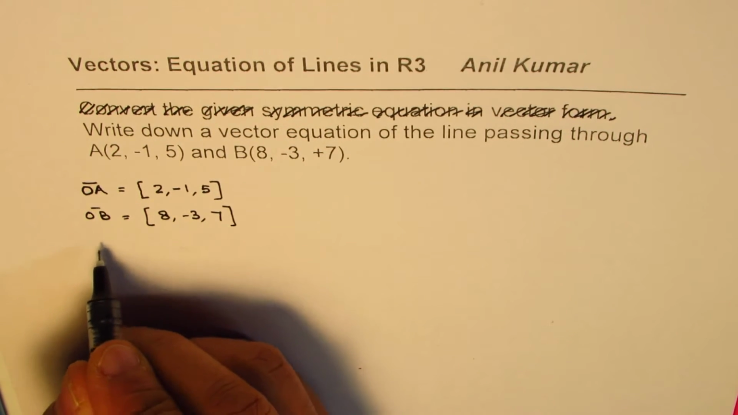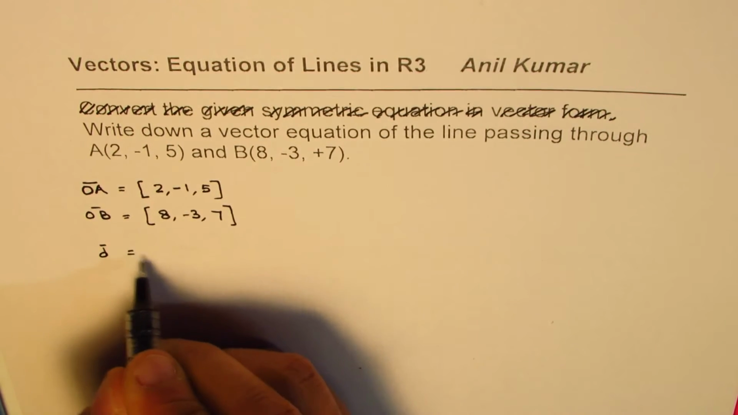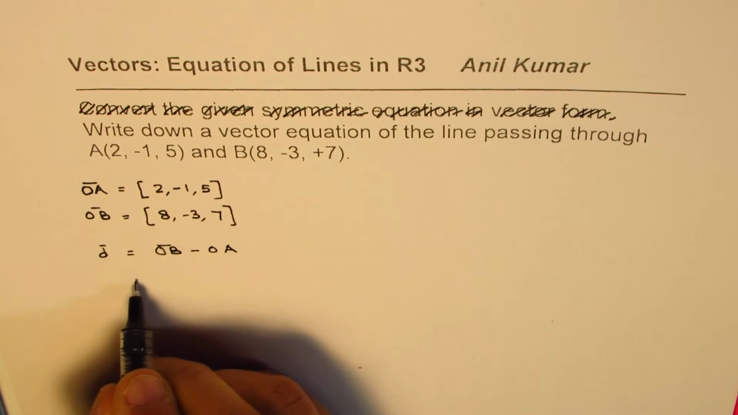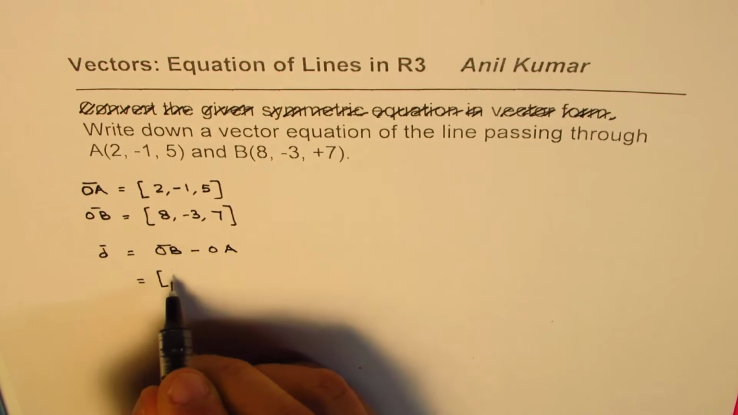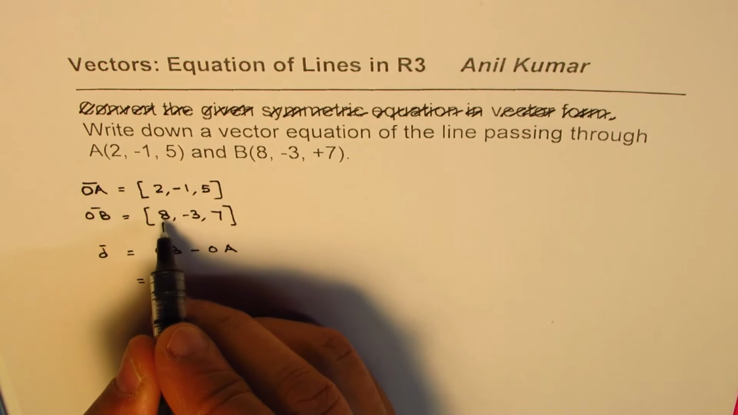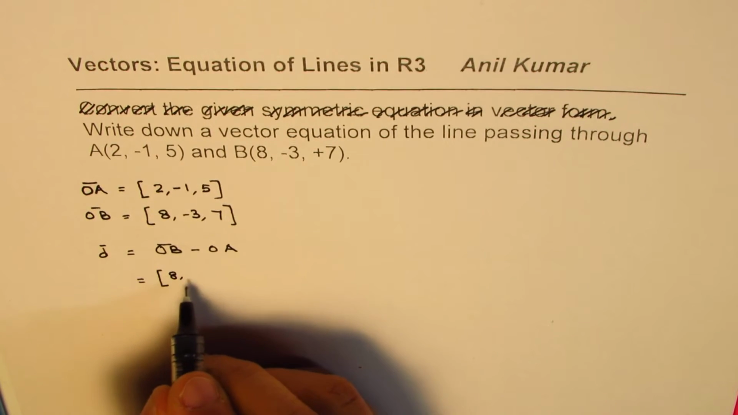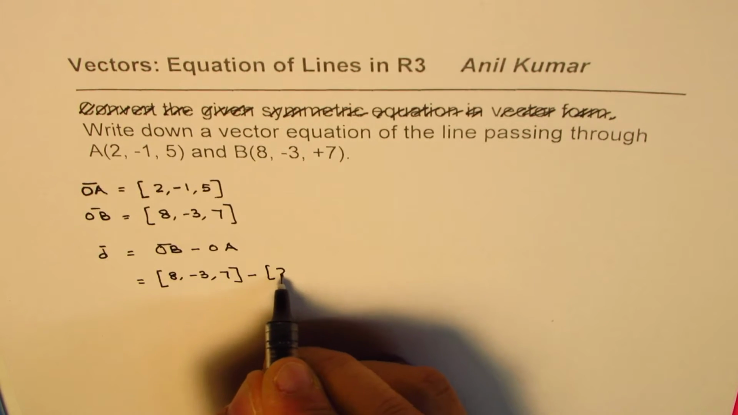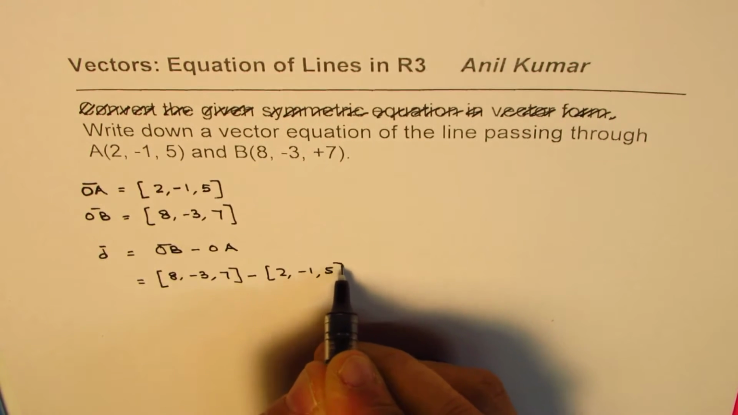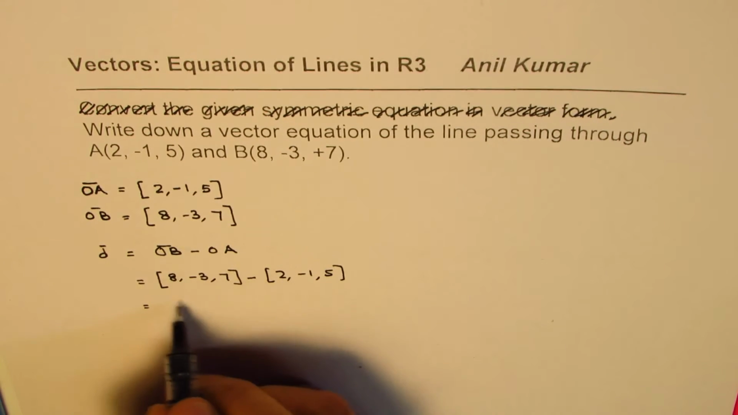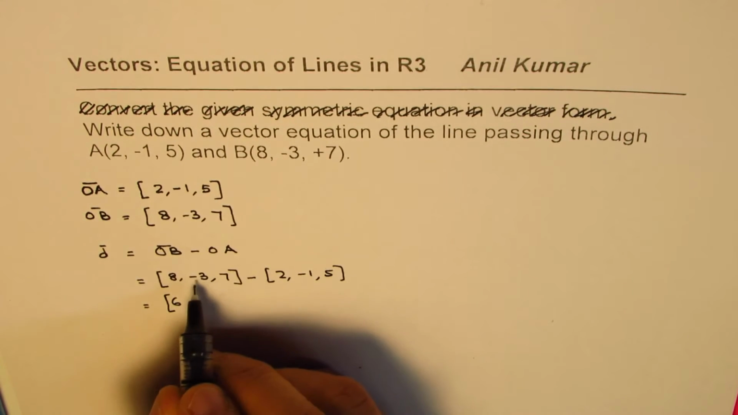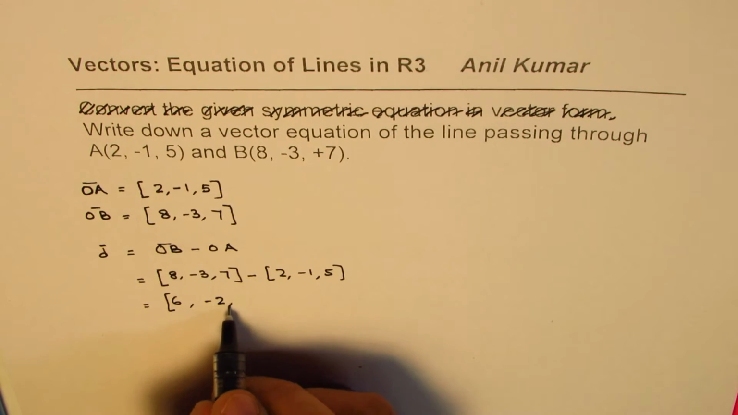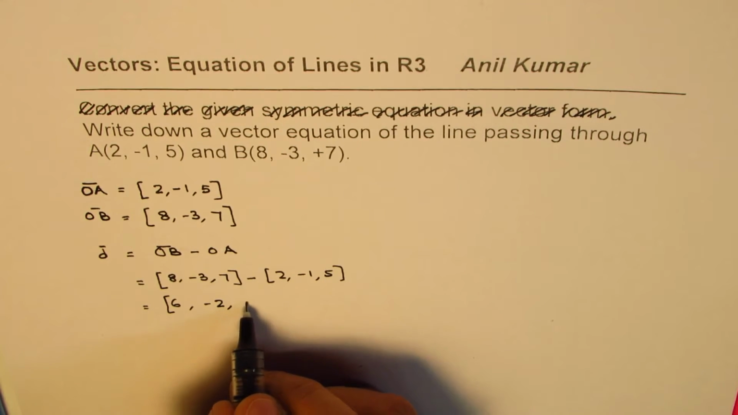So what is the direction vector? The direction vector is OB minus OA, right? Which you can find: (8, -3, 7) take away (2, -1, 5), right? So that is 8 minus 2 is 6, minus 3 minus of minus 1 will give you minus 2, 7 minus 5 is 2.